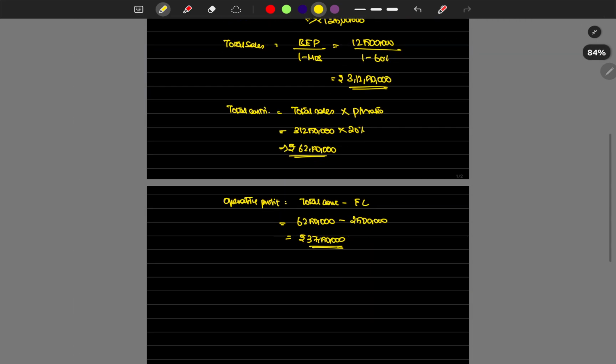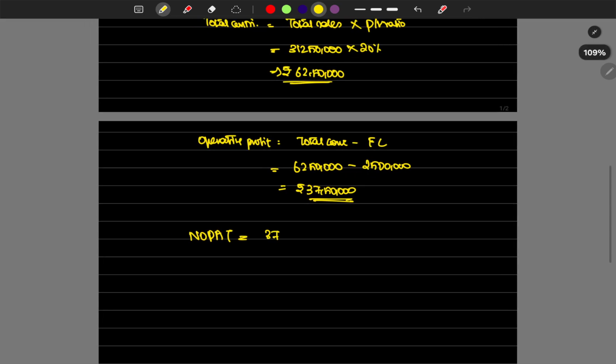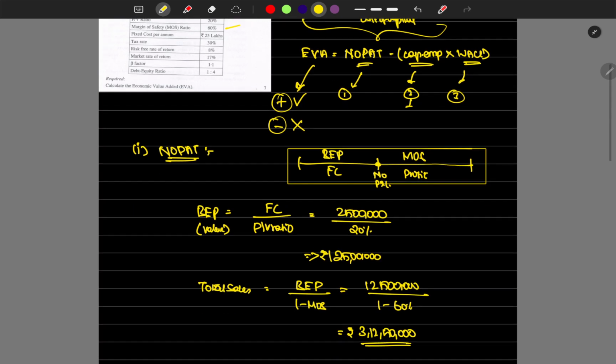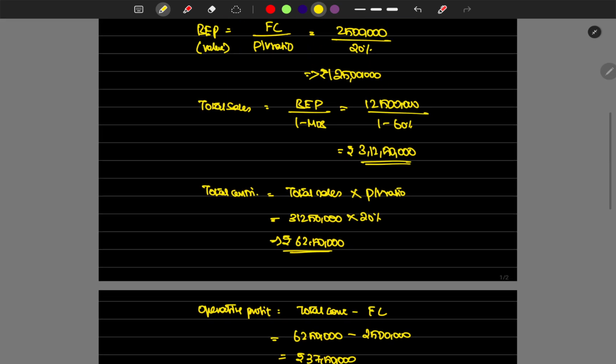So we got the operating profit, and we'll quickly get the NOPAT also. NOPAT is removing the tax payable. 37 lakh 50,000 into 1 minus T, where T is 30%. So 37 lakh 50,000 into 70% is 26 lakh 25,000, which is the NOPAT we have calculated. See how we have derived this.